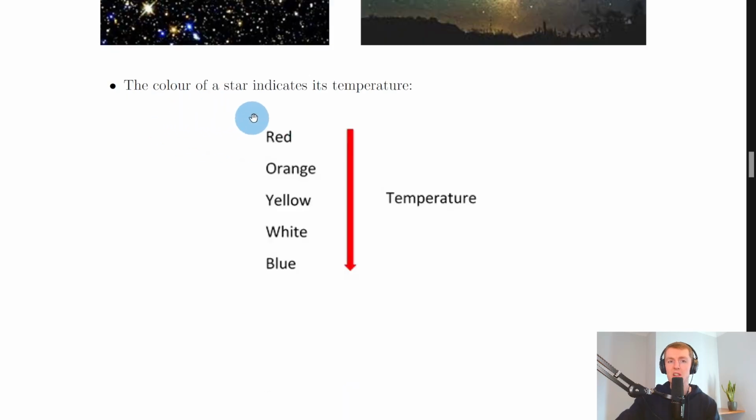It then says that the colour of a star indicates its temperature. So we say that red stars are actually the coolest stars and blue stars are the hottest stars. So if you go from red stars to orange, yellow, white to blue stars, you notice that these are increasing in temperature. And you might think this is a bit strange to associate the coolest stars with the colour red and the hottest stars with the colour blue, because it tends to be the opposite when we think about temperatures in everyday life. So although we often associate cold things with the colour blue and hot things with the colour red, it's actually the other way about for stars.